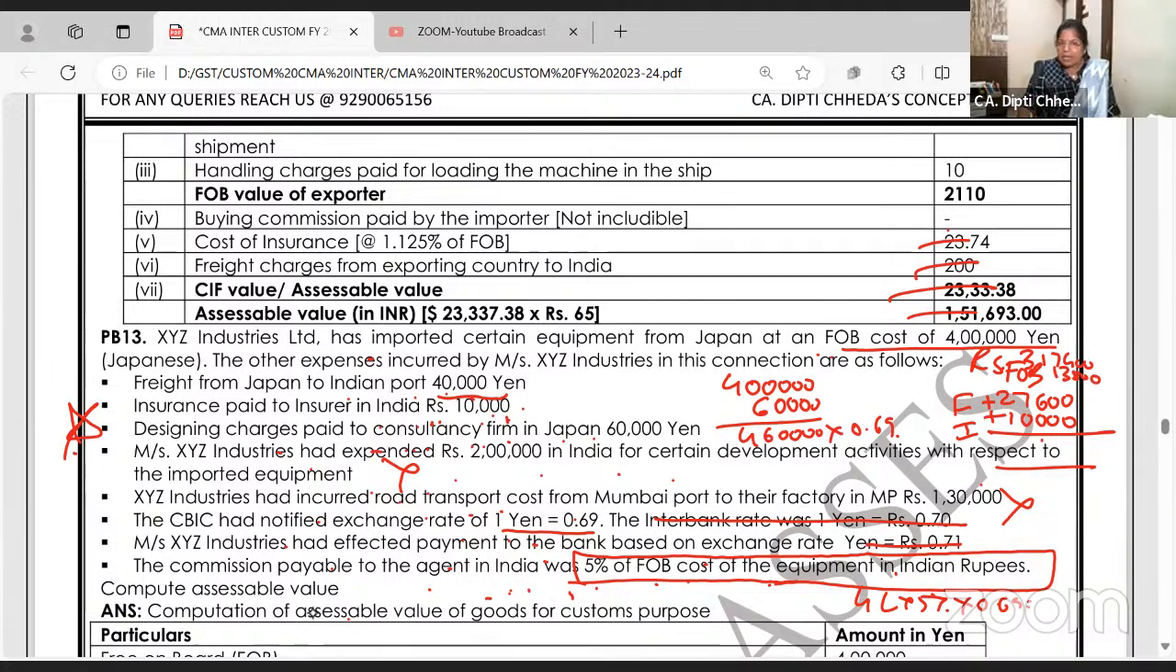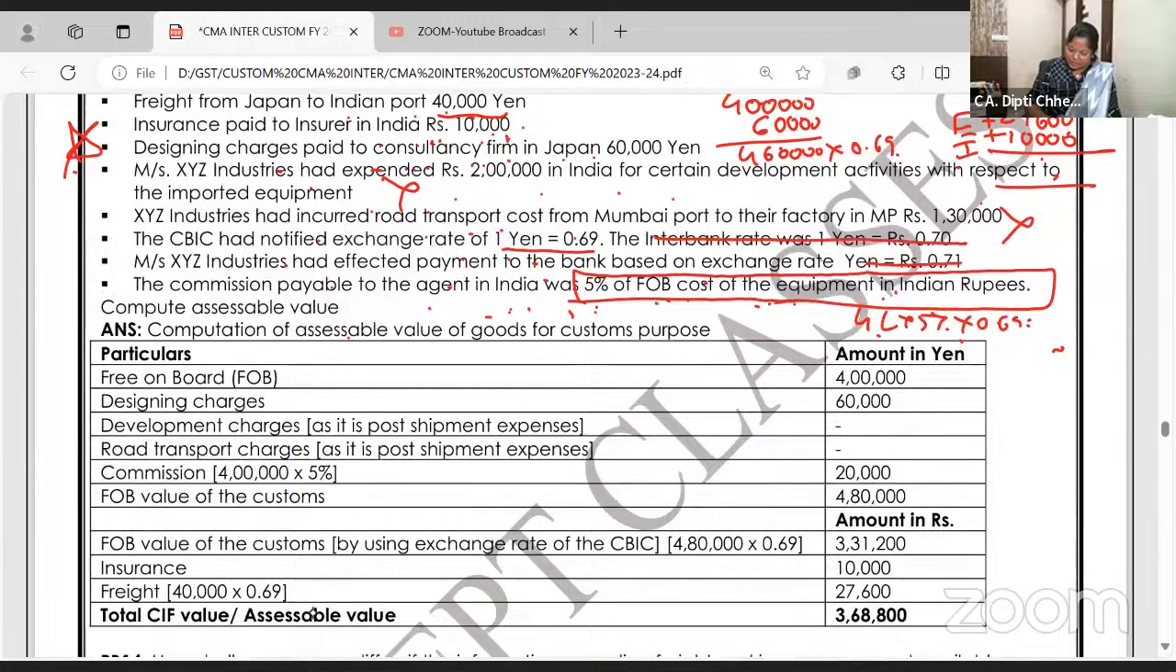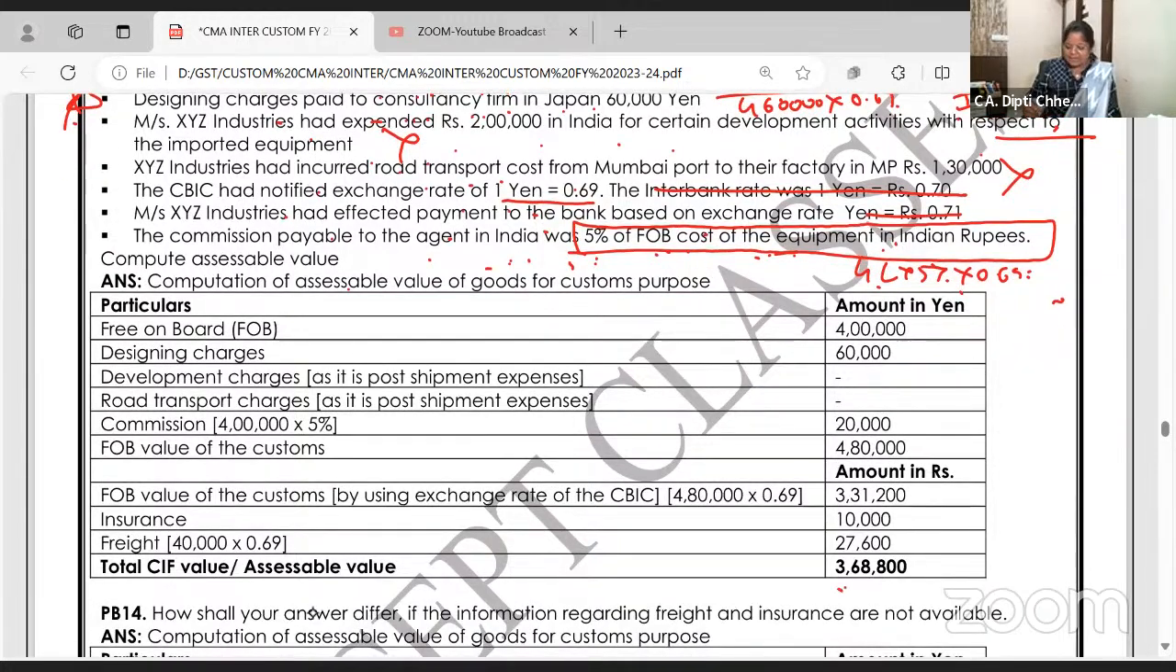13,800. Commission why I have taken is clear, and it's taken on 5% on the FOB, और फिर उसको रुपीस में कन्वर्ट किया, और फ्रेट और इंश्योरेंस भी ऐड करो. देखो कितना आता है. Assessable value is 368,800. See, they have taken commission up. It's okay. I took commission, convert karke in rupees.